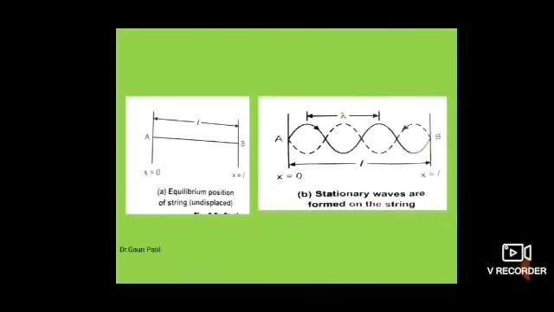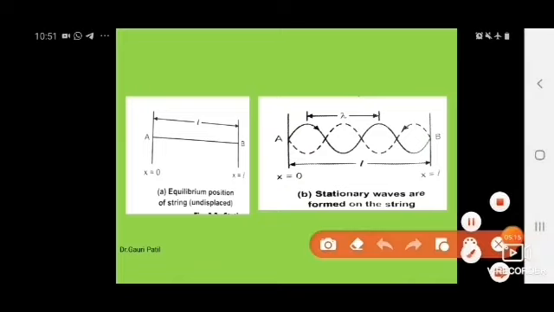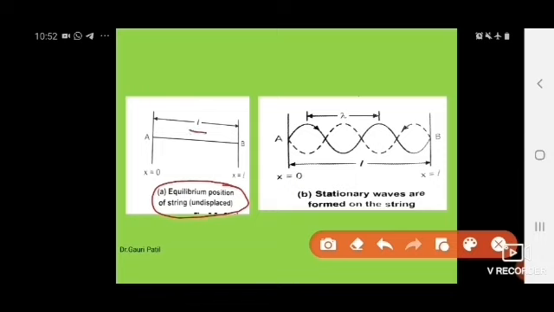Okay, so students, here is figure A. What does it show? It shows the undisplaced position of string AB along the x-axis having length L. This is the undisplaced position of string AB along the x-axis having the length L, and the two ends of the string are fixed at points A and B.